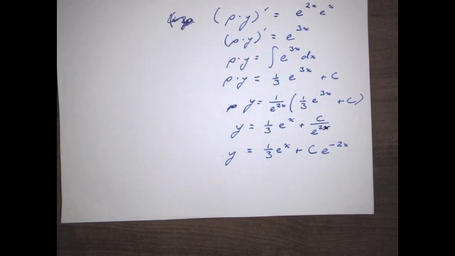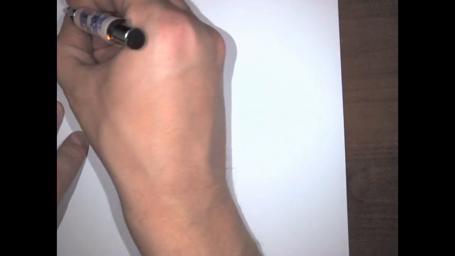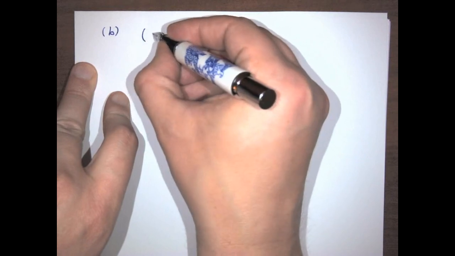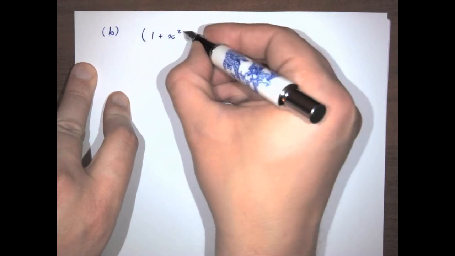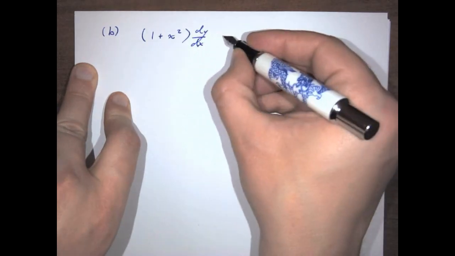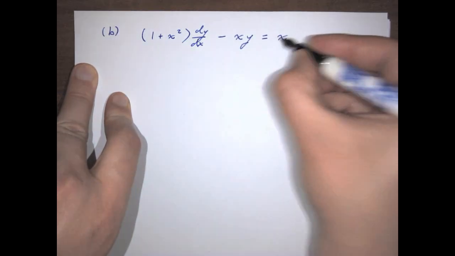All right, let's try this again. So, example B. Now let's take something of this form: 1 plus x squared dy dx minus xy equals x.